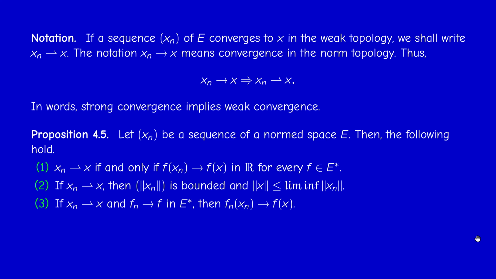And the last property: if Xn converges weakly to X and if fn converges to f in E star, so strongly in E star, then fn of Xn converges to f of X in R.